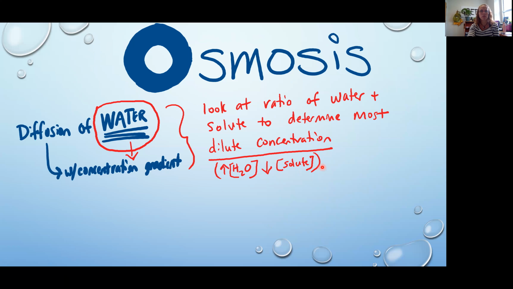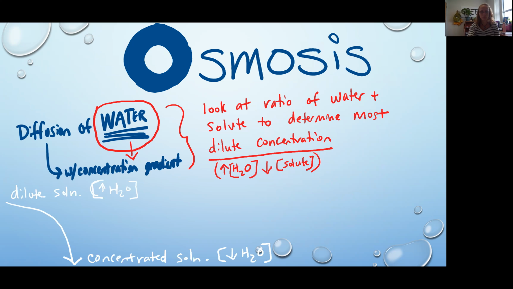The reverse of that is true if you're talking about a concentrated solution: it's going to have arrows going in the opposite way. So you're going to have low water and high solute in a concentrated solution. What we're trying to do here is just establish the hill. Where's the high water? Where's the low water?